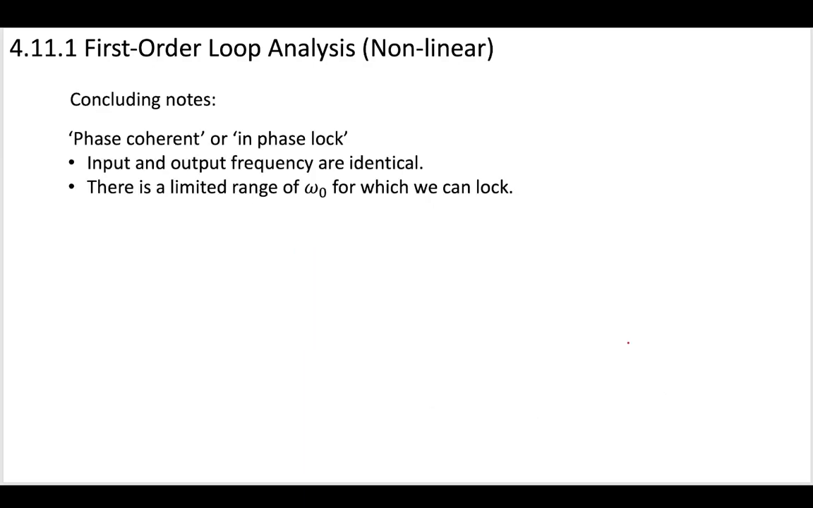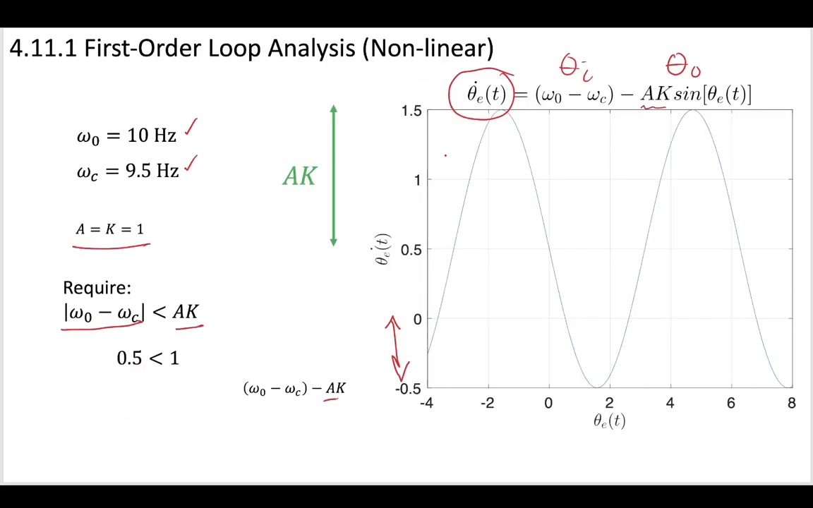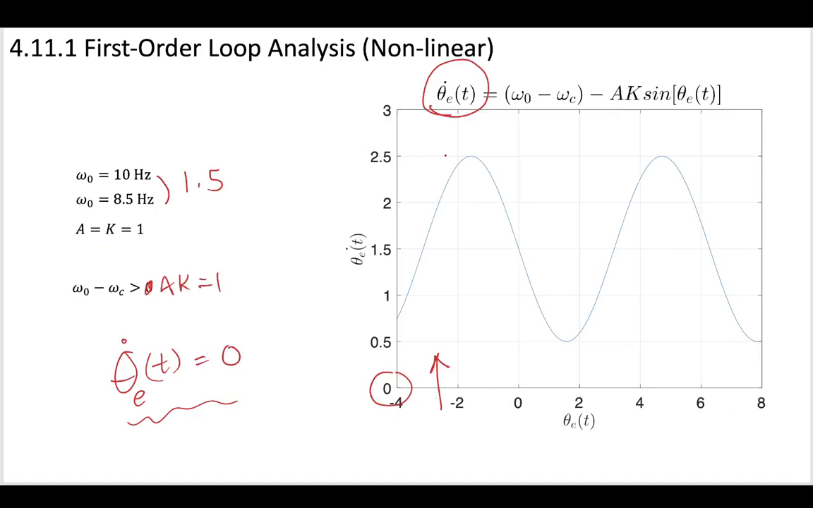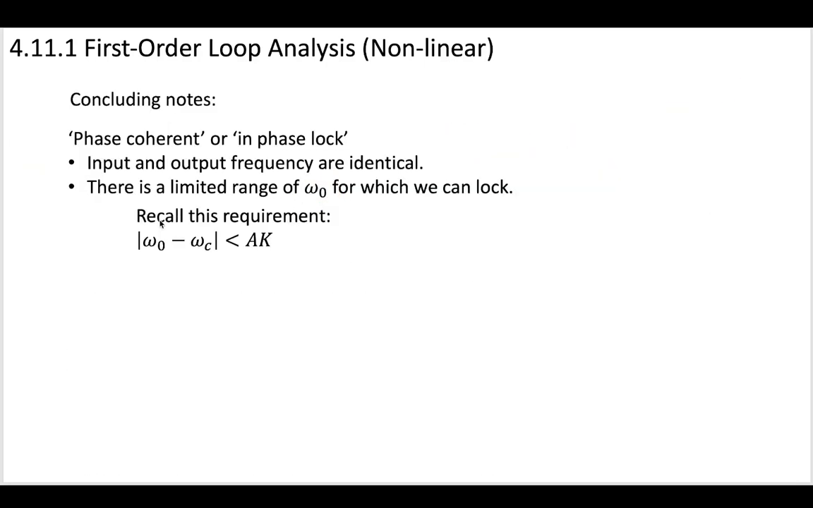And so the concluding note is that we would call the system phase coherent or in phase lock when your input is the same as your VCO. So when your VCO output is able to return something that looks like this, plus maybe some other constant, we could call it phase coherent or in phase lock. And there is a limited range of omega naught inputs for which we can lock. That was what we saw in this plot where we had moved it too far up. When our incoming frequency is too different from the VCO frequency, you can't get a good lock. So there's a limited range for which you can lock, and this is the requirement for that.